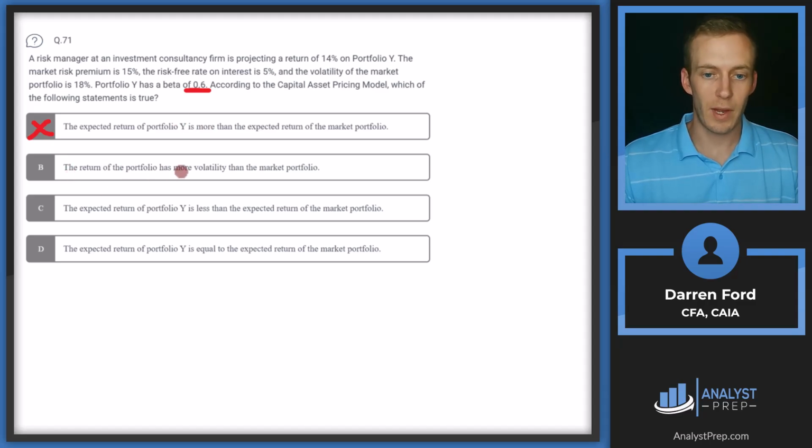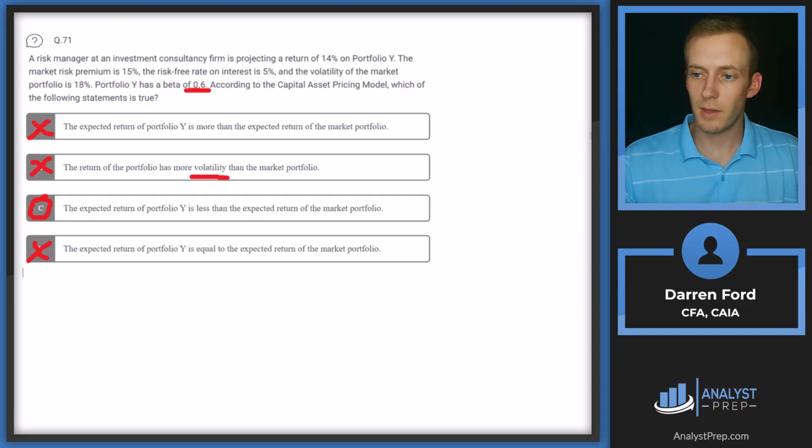B, the return of the portfolio has more volatility than the market portfolio. Again, this will be incorrect since we have lower beta. Lower beta is going to imply lower volatility. C, the expected return of portfolio Y is less than the expected return of the market portfolio. It sounds like it will be our answer based on what we've said for A and B so far. And then D, the expected return of portfolio Y is equal to the expected return of the market portfolio. So that's going to be incorrect also based on what we've deduced so far.